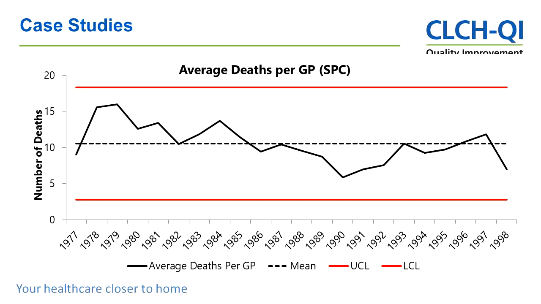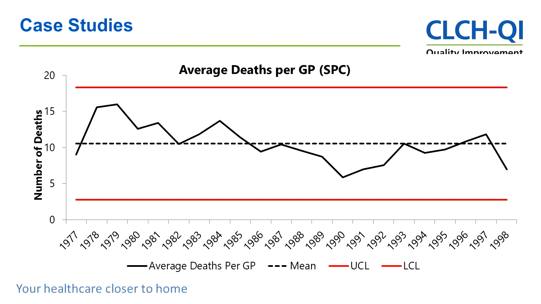Looking at this particular SPC, we're looking at the average number of deaths per GP. So in this case, there were 7 GPs in this practice in Northern England, and this is the average number of deaths per GP. So there are around 10 or so a year in this GP practice on average.